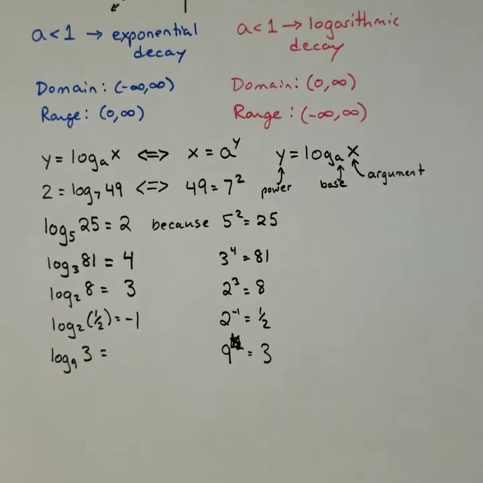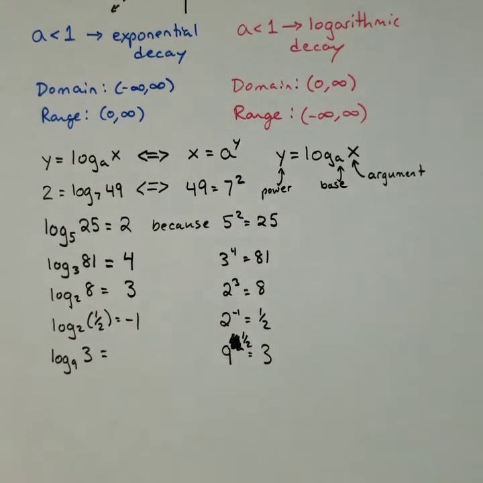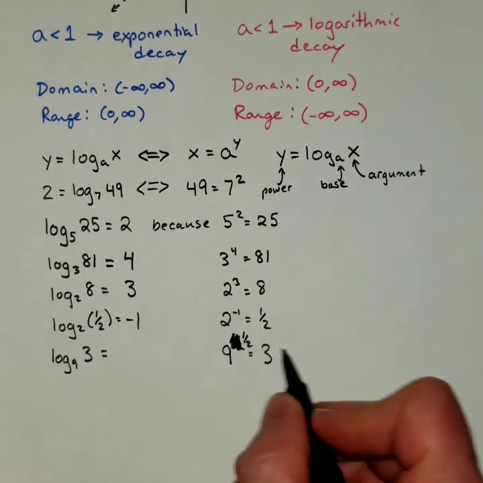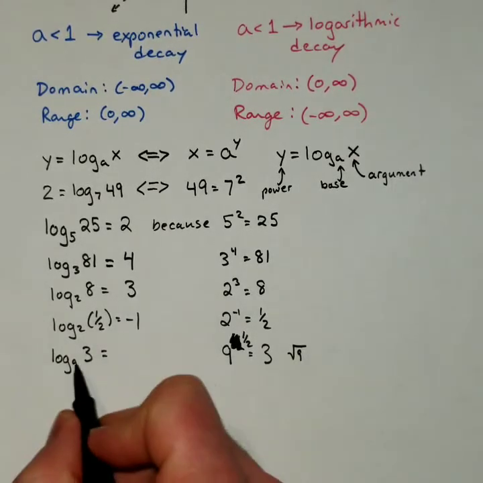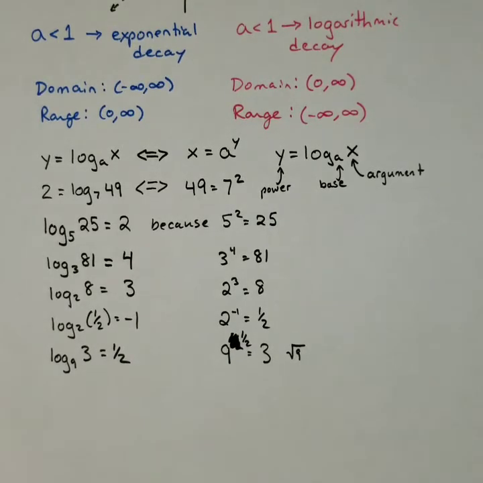No, that's still not showing up well. Let's just do it this way. Is that better? Yeah, that's better. That's clearly a 1/2. Okay, 9 to the 1/2 power is equal to 3, because remember, 9 to the half power is the same as the square root of 9. And so the answer here is 1/2. Okay?